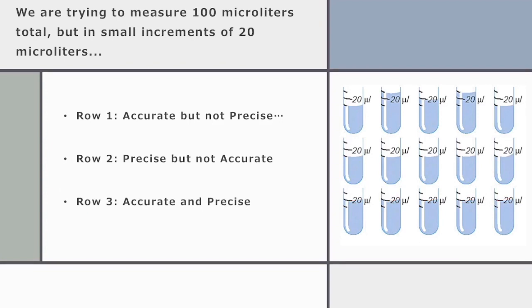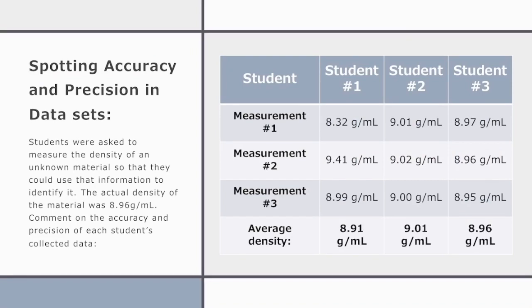Okay. So now let's just take a look at a data table of some data that some students collected when they were doing a lab. And in this lab, students were asked to measure the density of an unknown material so that they could use that information to identify the material. The actual density of this material was 8.96 grams per milliliter. And our job here is to just comment on the accuracy and precision of each student's data.